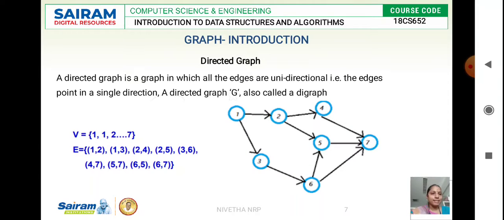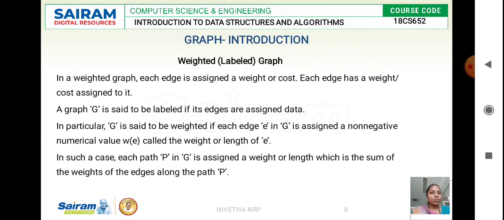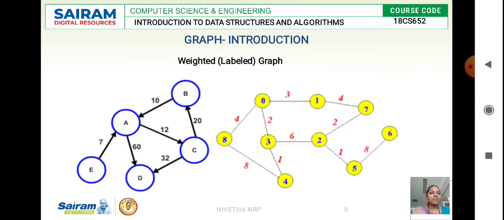These are all the edges which we have in the given graph. Next is weighted graph. A graph is said to be weighted when it is assigned with a cost. Okay, what is cost? We'll see what is cost. Cost is nothing but the value assigned for an edge. See here, the first diagram is a weighted directed graph and the second diagram is a weighted undirected graph.